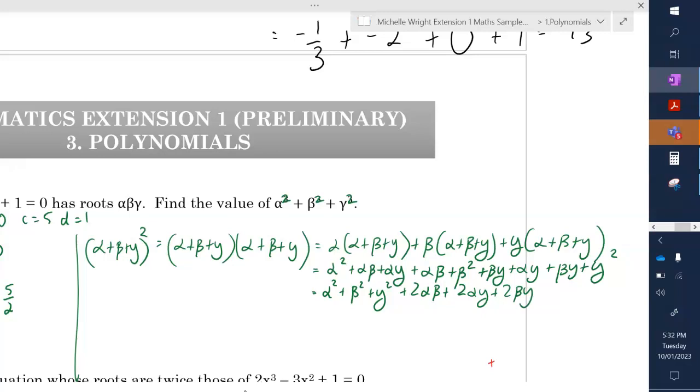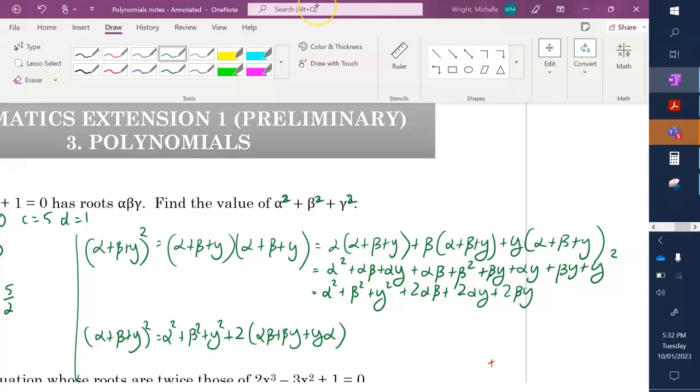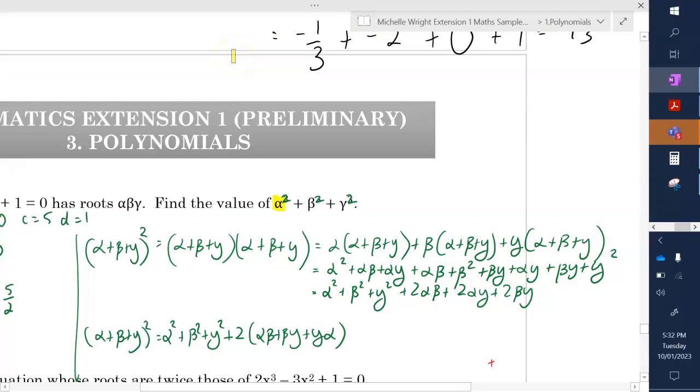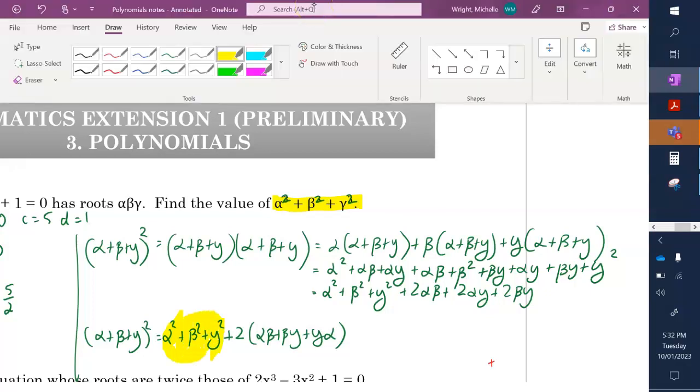So what we've actually got now is that (alpha plus beta plus gamma) all squared is equal to alpha squared plus beta squared plus gamma squared plus 2 lots of alpha beta, beta gamma, gamma alpha. Now, what we are wanting to find in this question is alpha squared plus beta squared plus gamma squared, which is this part in here. So if I was just to rearrange my equation, I've got my solution there.